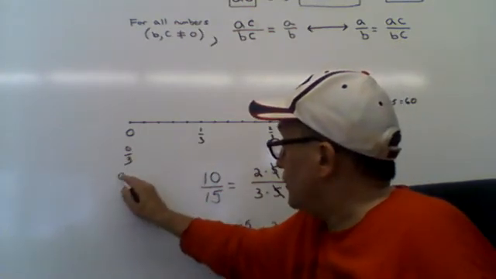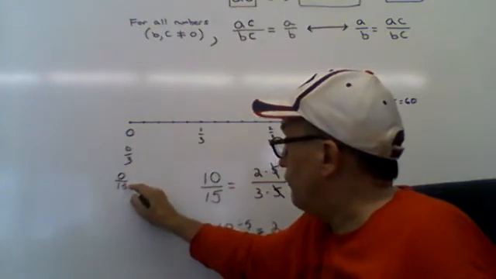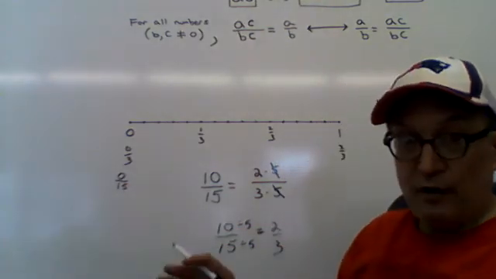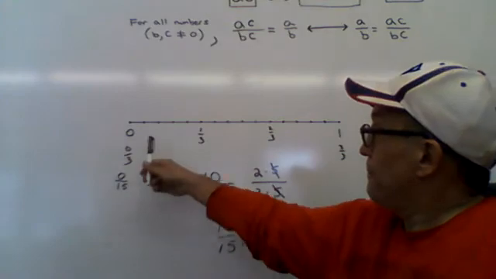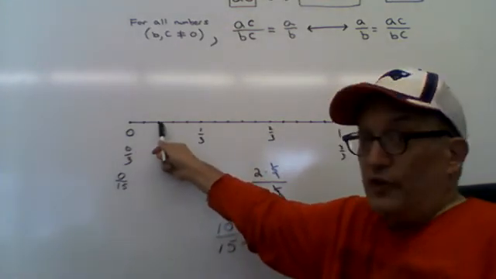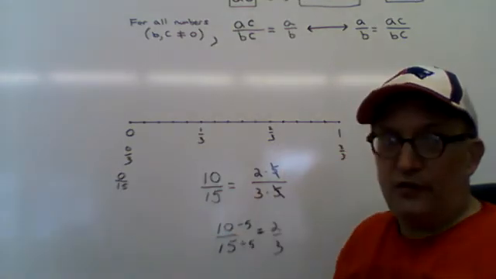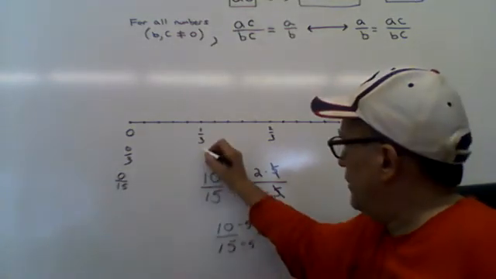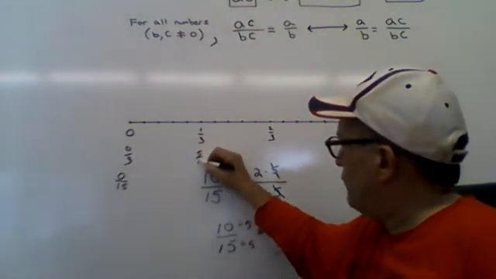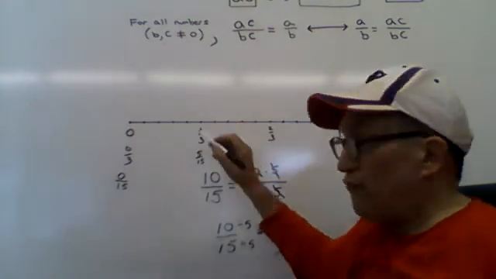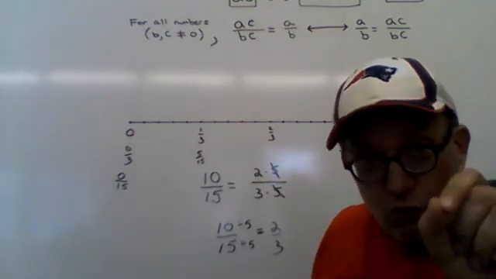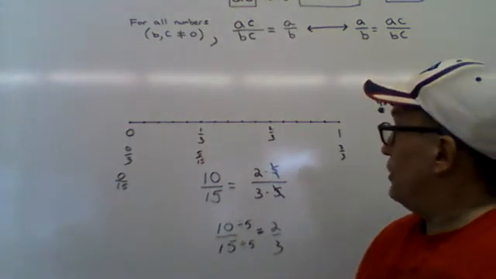I'll write 0 is 0 15ths. We'll maybe write a few of them along the way. All right. 1 15th, 2 15ths, 3 15ths, 4 15ths, 5 15ths. Maybe we should write that one in there. 5 15ths. The 5th 15th is right on top of the first third.